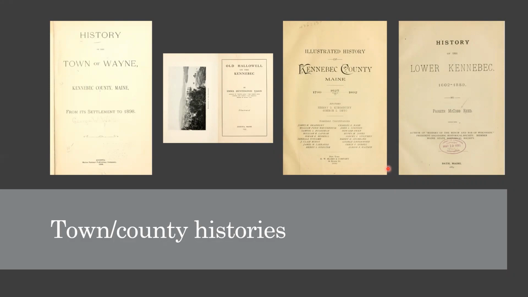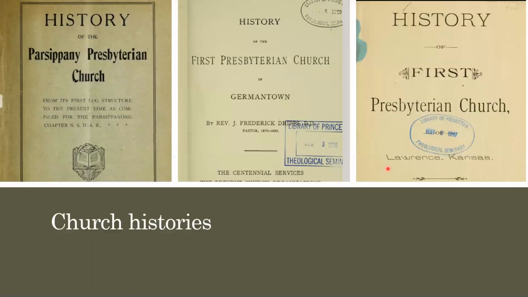There was a similar rash of church histories done. And because many of the Scots who came to the US were Presbyterian, here are three sample Presbyterian church histories. This first one is from New Jersey, then Pennsylvania, and Kansas. And again, they will often mention where early members of the church came from. And so that's a valuable tool.